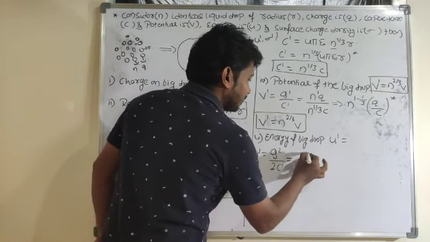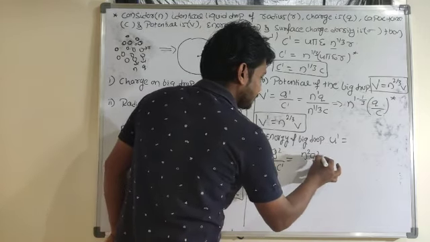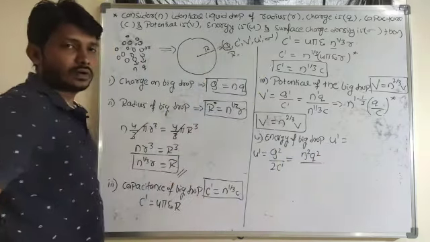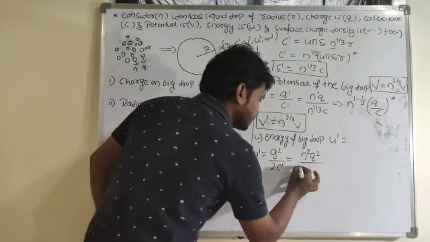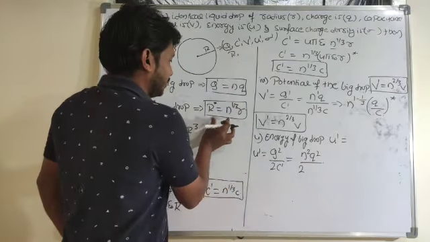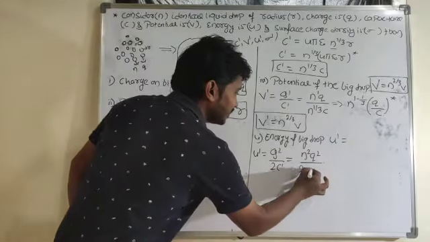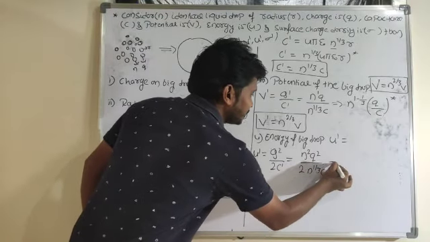Q square is nothing but what? Capital Q is n into small q, so capital Q square is n square into small q square. And 2 times C dash, where C dash is nothing but n to the power of 1 by 3 into C.